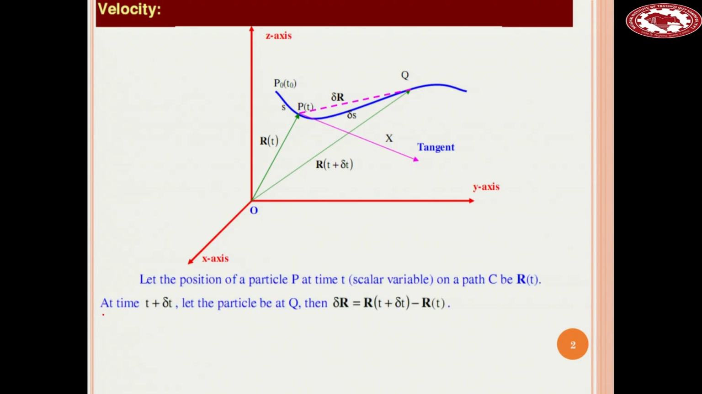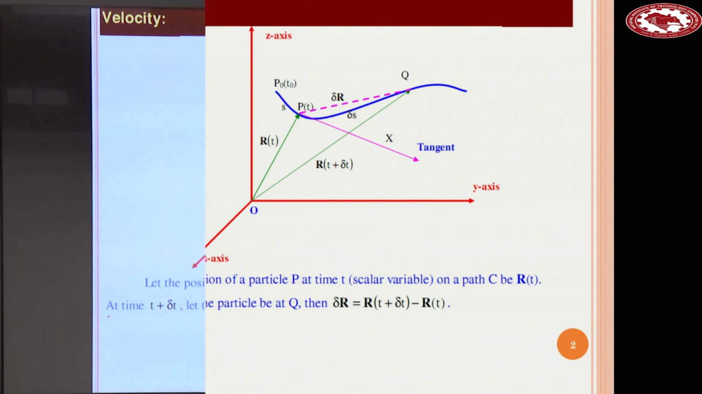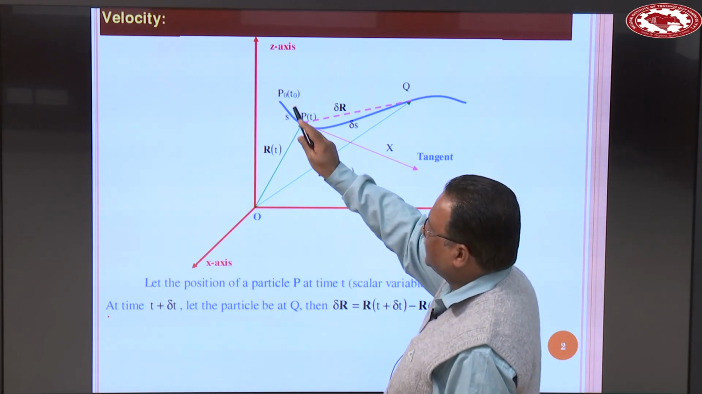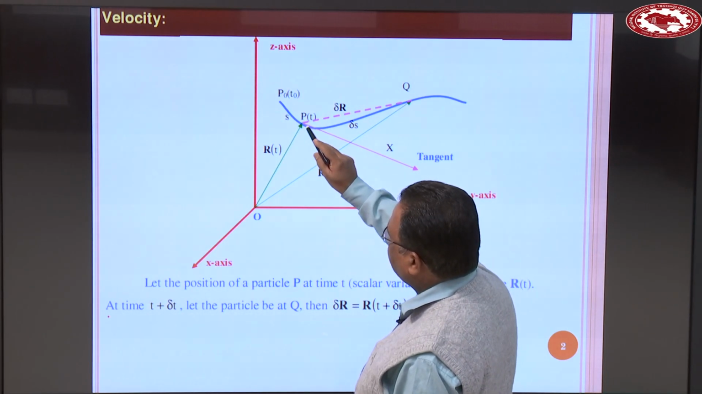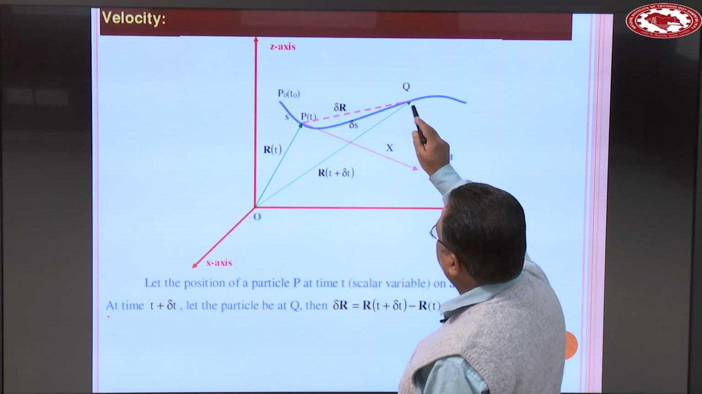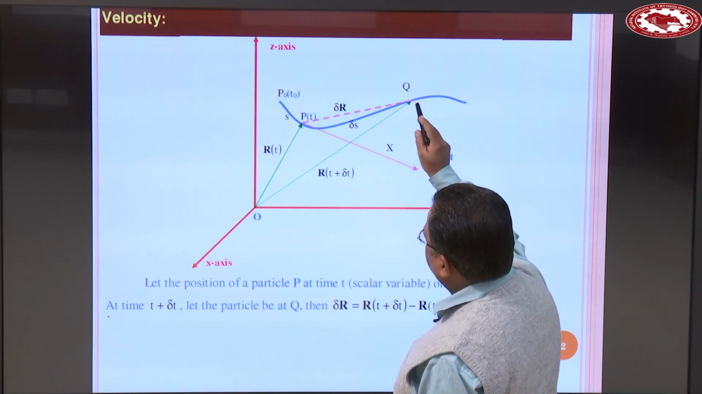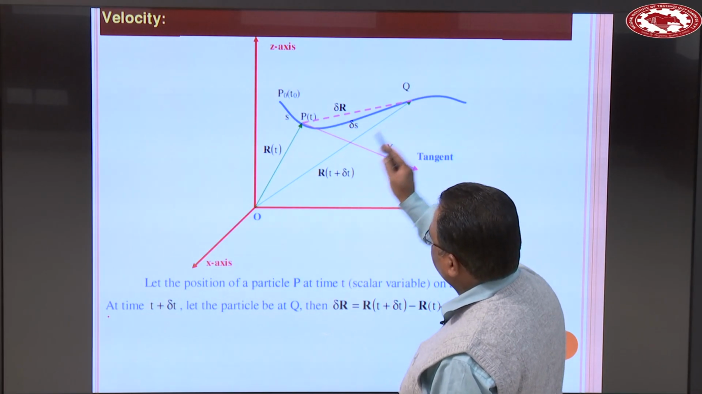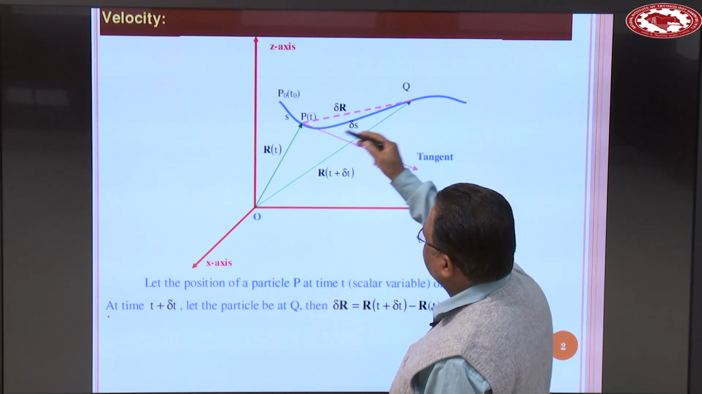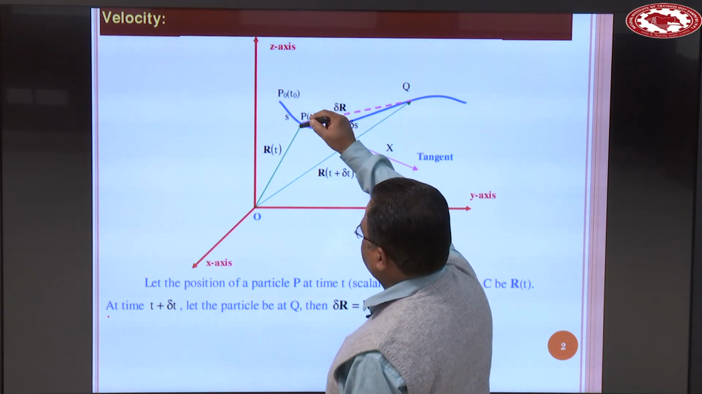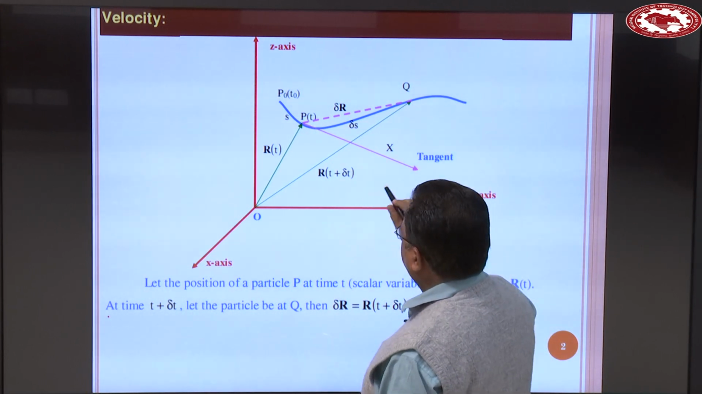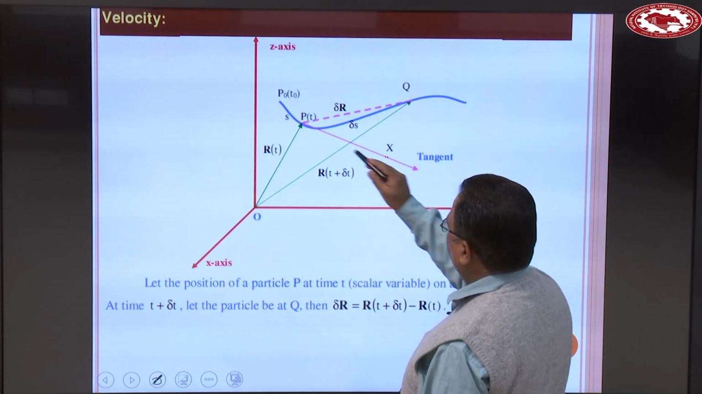Let us suppose this is the x axis, y axis, z axis, and this is a curve. This point P naught is the initial point at t naught, and this point is P at t, and the position vector of P is r. This point Q is a neighboring point at t plus delta t, so its position vector is r(t plus delta t). Delta s is this arc length, and s is the arc length, and PQ is delta r. Let X be any point on this tangent.